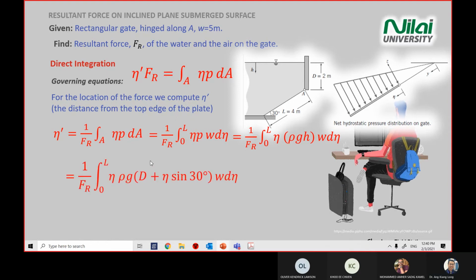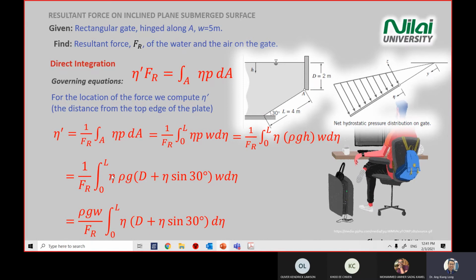Okay. The rest is just mathematical steps. There's no complicated mathematics here. Only maybe this equation might seem new to you. So this is the equation for this question. The rest is just, like what we mentioned, mathematical steps. So 1 over FR equals N rho G D plus N sine theta W and D, and then you do the integration.